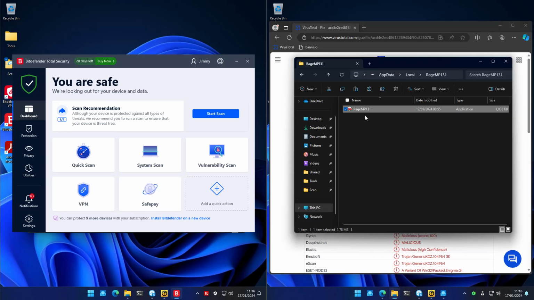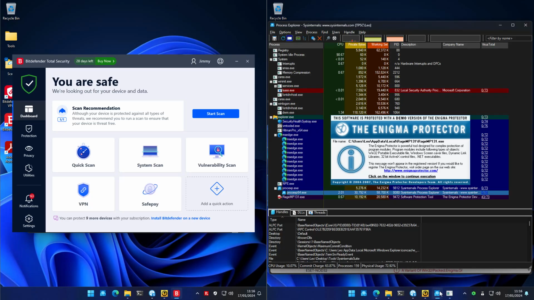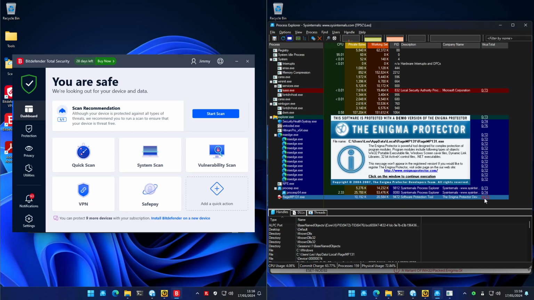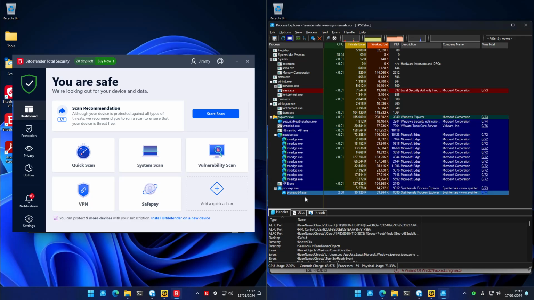Now, if we go over to the actual application and run it, this is what happens, right? So it says this software is protected with a demo version of the Enigma Protector. And if we open Process Explorer, as you can see, this process has a lot of detections on VirusTotal because, like I said, it's the Enigma Protector, commonly used by malware to obfuscate the application itself. But if we go ahead and continue to execution, the process terminates after a while.